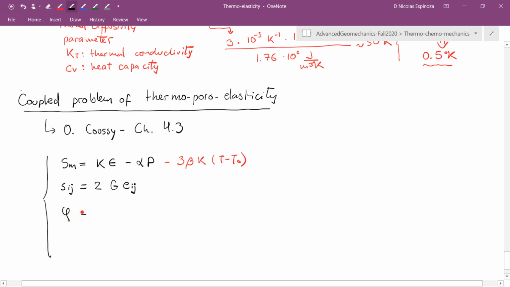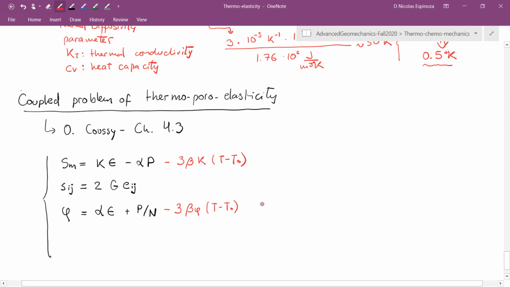The third equation was the equation of change of porosity. And this equation was a function of the volumetric strain and also the pressure within the pore space. And now we're going to add a new term that links the change of porosity due to thermal dilation or contraction. Notice that it's a new variable, and it's not straightforward to say that the porosity is going to change the same amount as what is going to happen with the solid part.